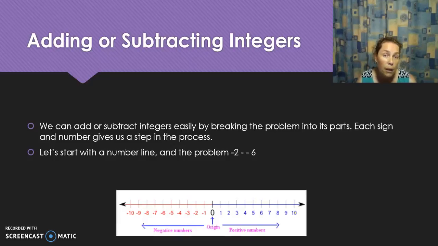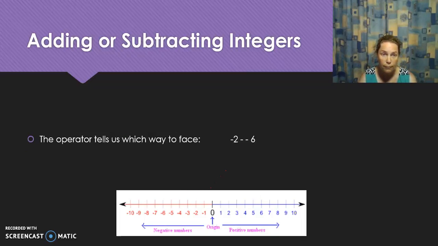So let's start with a number line and the problem -2 minus -6. So you can see our number line there. We have our negative numbers to the left and positive numbers to the right. Our first term, so the -2, tells us where we start on the number line. The next step, the operator, tells us which way to face. So we start with our -2, and then the next sign, the negative or the minus, tells us that we need to face the minus direction.